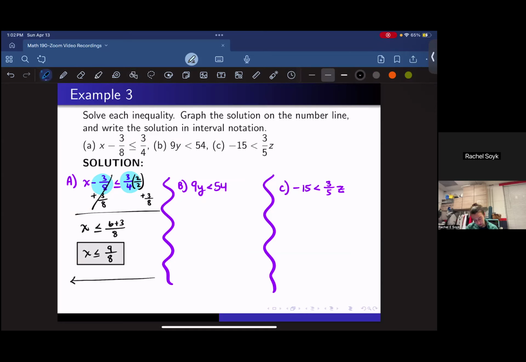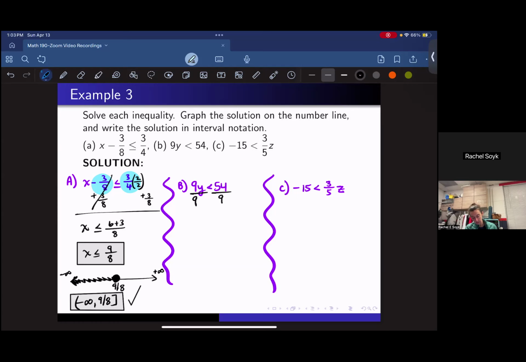Graph it on a number line from negative infinity to positive infinity. We have 9/8. We have a closed circle, all values less than that. And then finally put it in interval notation. And we're done. Let's jump to the next question.